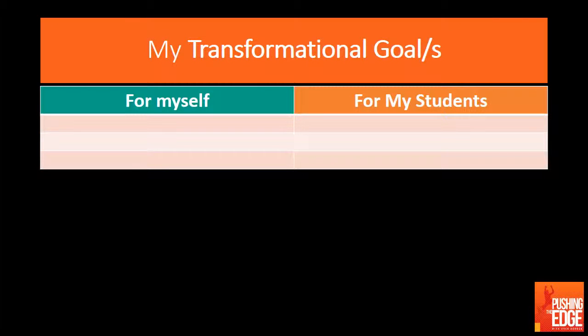So over to you now. What do you want to achieve with your students, and what do you want to achieve personally? What are your transformational goals, and when do you want to achieve them by? A couple of tips here. You might find it easier, like I did, to start with a transactional goal, just to get a basic idea of the components of the goal.